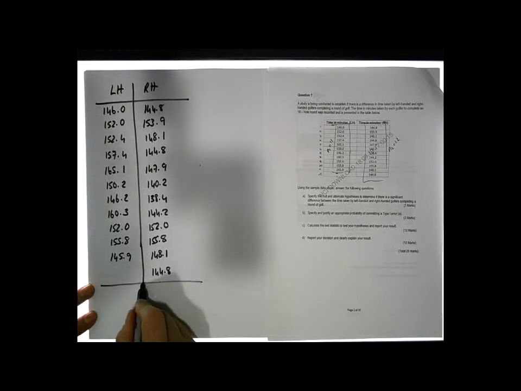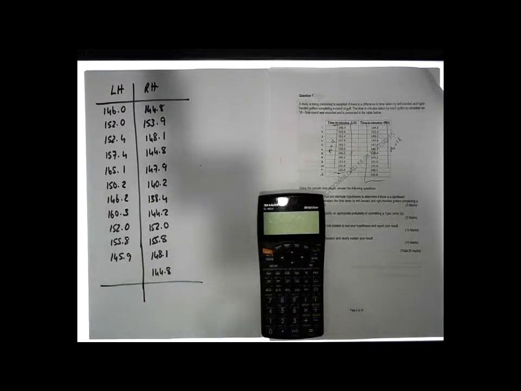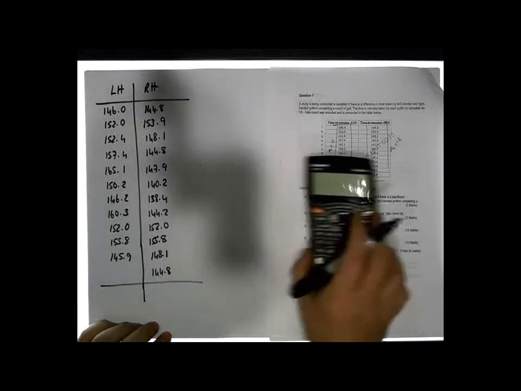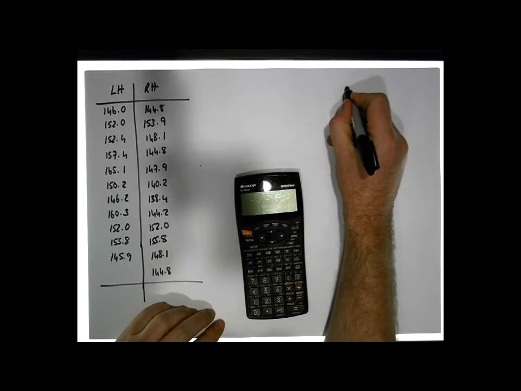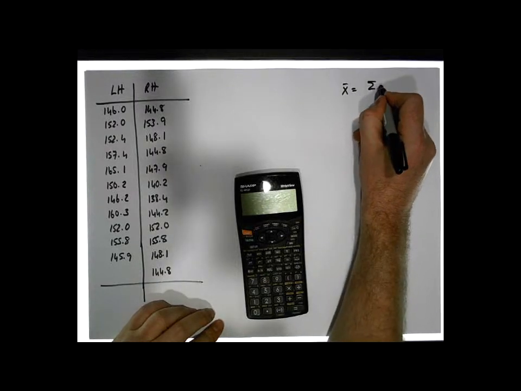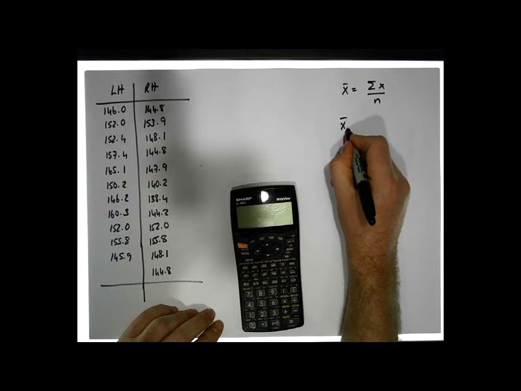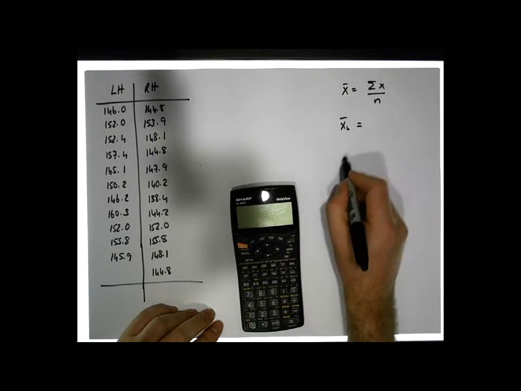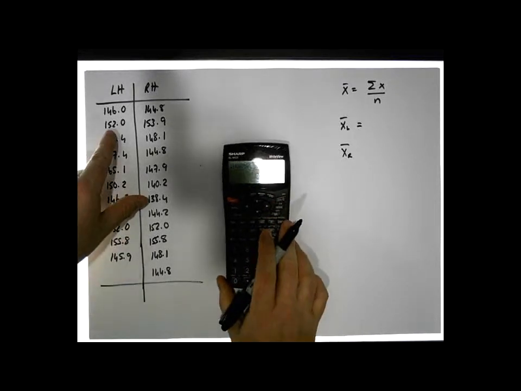I suppose the first thing we should do is, because we're going to calculate the variances of them, calculate the mean values of both of those groups. So let's do that. Just recall the formula: our mean x bar is the sum of all the observations divided by the sample size. So I'm going to calculate an x bar for the left-handers and an x bar for the right-handers. I need to sum up all of these values, so let's do this on the calculator.